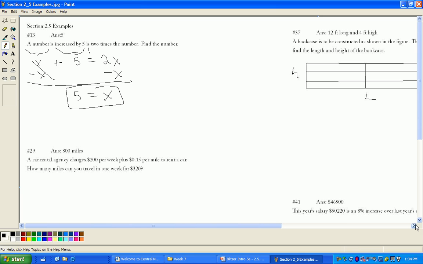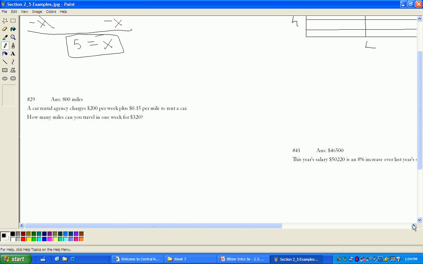This next one's a little different. It actually gives us something real to look at. A rental car agency charges $200 per week plus $0.15 per mile to rent a car. How many miles can you travel in 1 week for $320? So we see that the rental car charges $200 per week. Let's write that out: $200 per week base fee, and then an additional $0.15 per mile that we use the car.